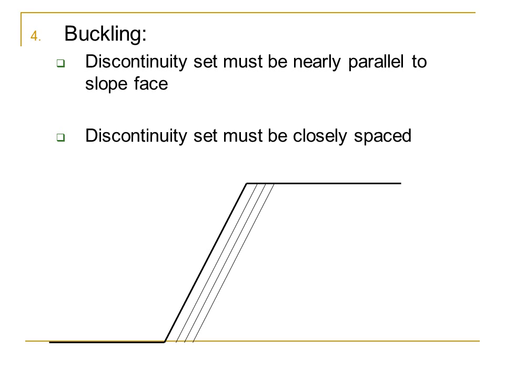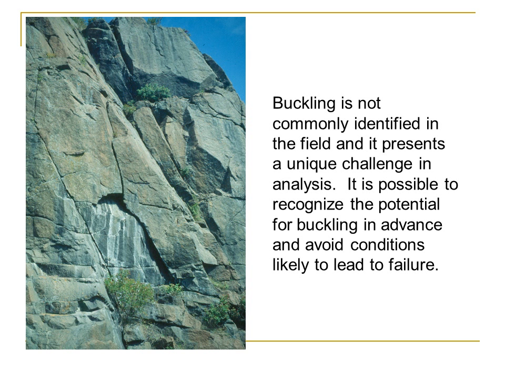Buckling is the next mode that I want to introduce. For buckling to occur, we need to have a discontinuity set that's nearly parallel to the slope face, and the discontinuity set must be fairly closely spaced for buckling to be a potential mode. Buckling is not commonly identified in the field, and it presents unique challenges for analysis. It's possible to recognize the potential for buckling in advance and avoid conditions likely to lead to failure, but it's rare for us to be able to look at something after buckling took place and say, yes, that was buckling. So I don't have good pictures to show for buckling.